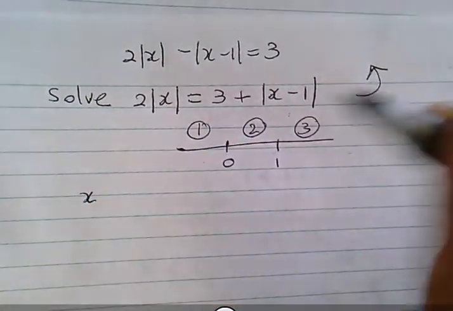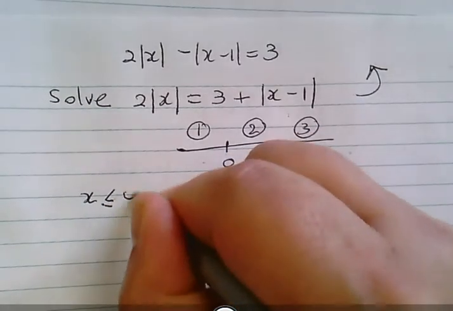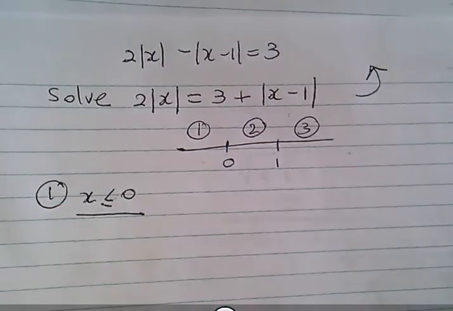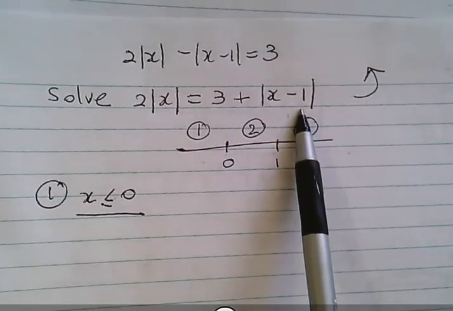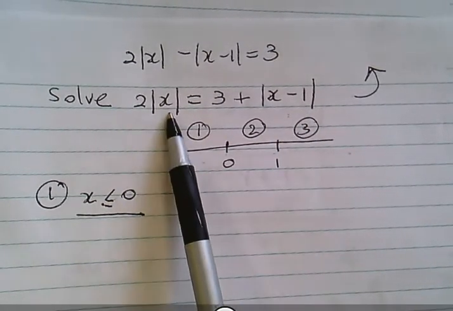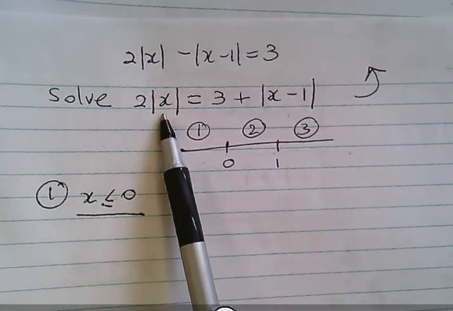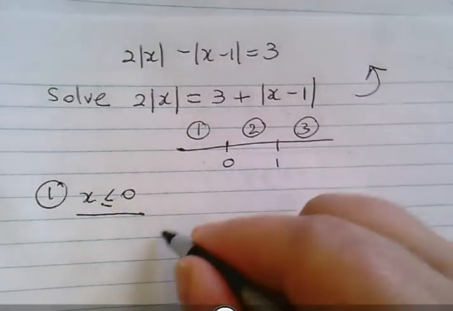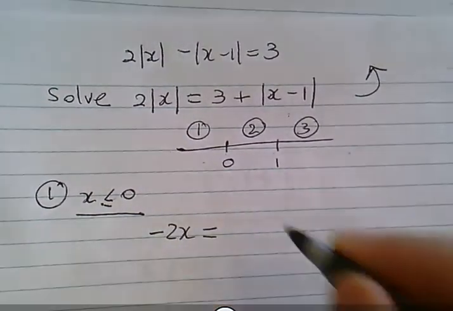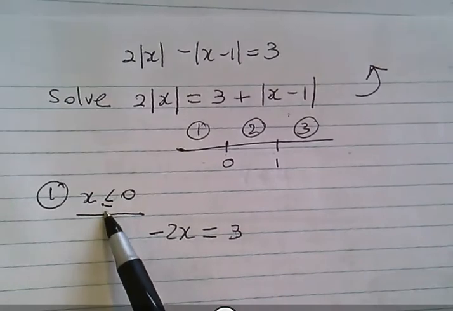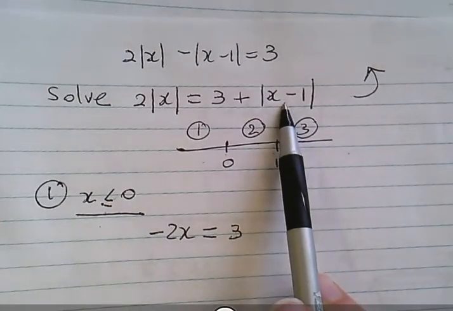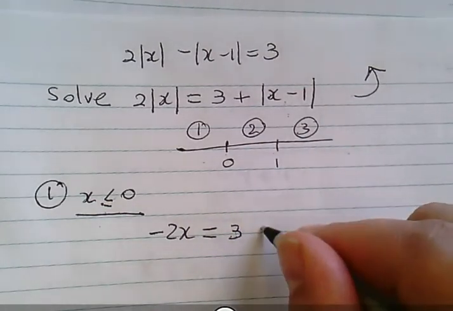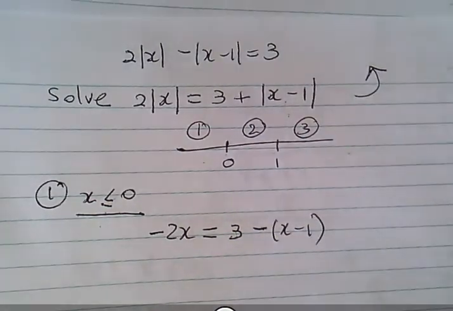First case is for x less than or equal to 0, case 1. Okay, we'll use the bottom equation. We don't have to use the top one. If x was negative, what would happen here? What do I put? 2 times negative x. Don't I put a negative in front of that? So I'm going to write it as negative 2x equals 3. Now, if x was less than 0, say if x was negative 1, would this absolute value of x minus 1 be positive or negative? Negative. So I go minus bracket x minus 1.